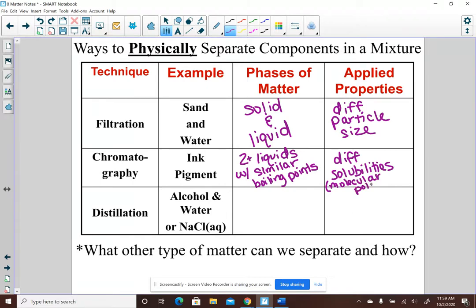And right now you don't really know what that means. But if you see it, know that it means they have different solubilities in water. It means the same thing for now.